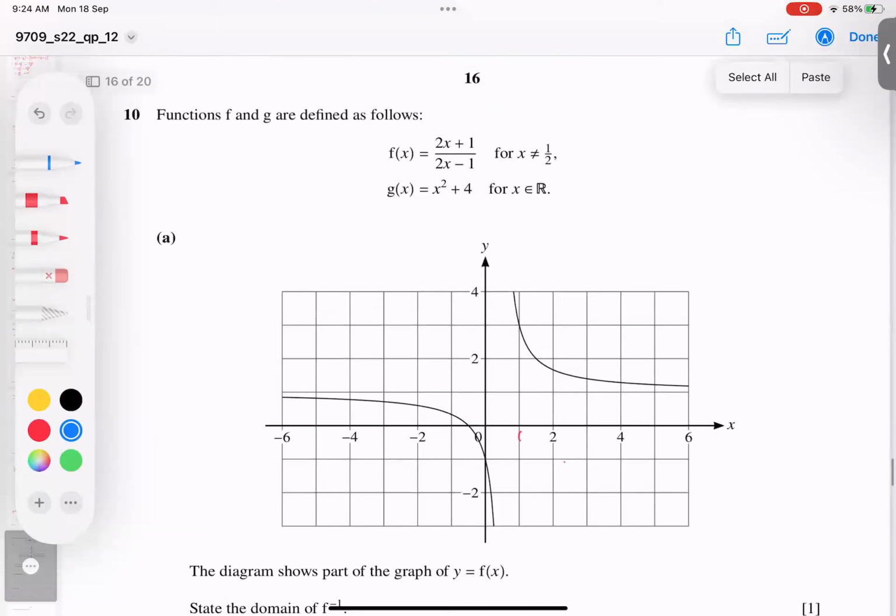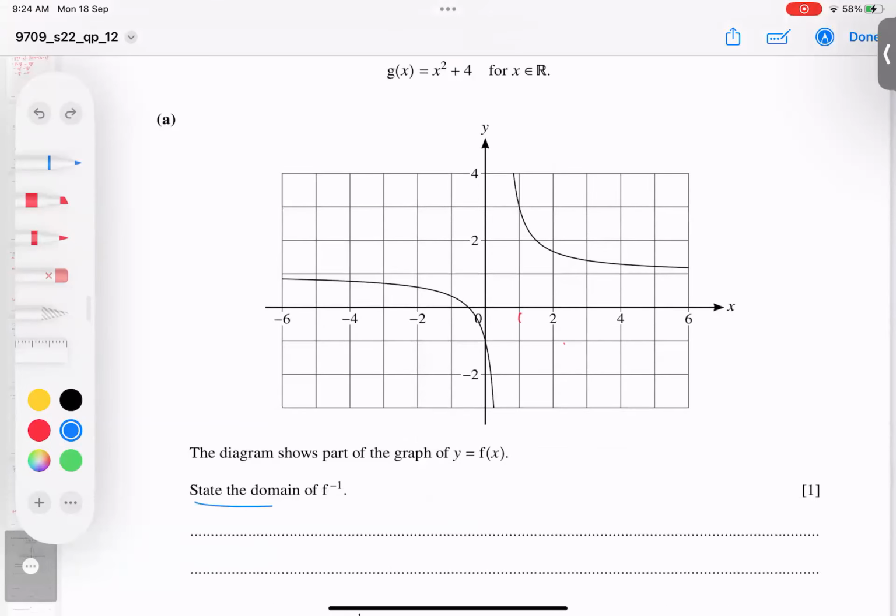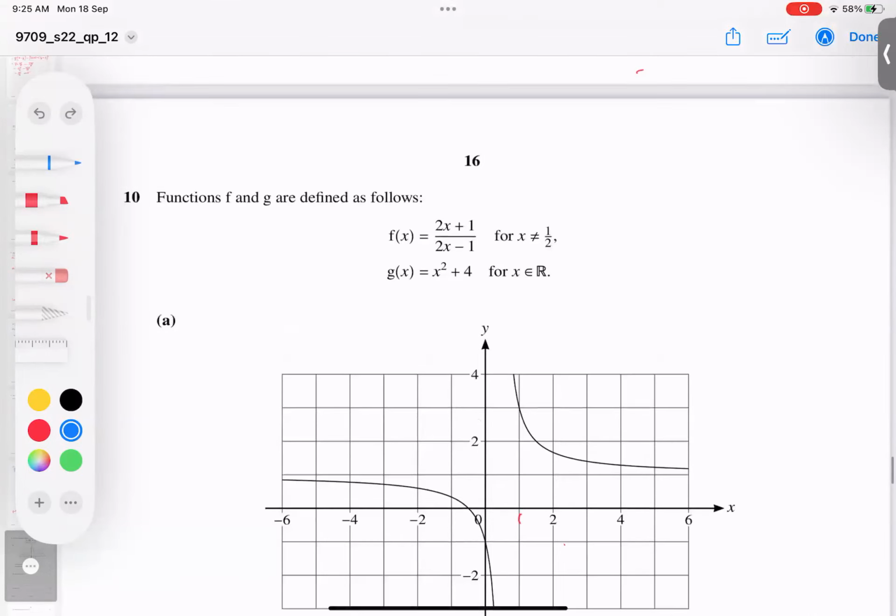And question number 10, let's start. Question number 10 is on the topic of functions. We have two functions given, composite functions. The first function given here is f of x, and one is g of x. And what the question is asking is, first, the domain of f inverse. So what is the method to find it, students?